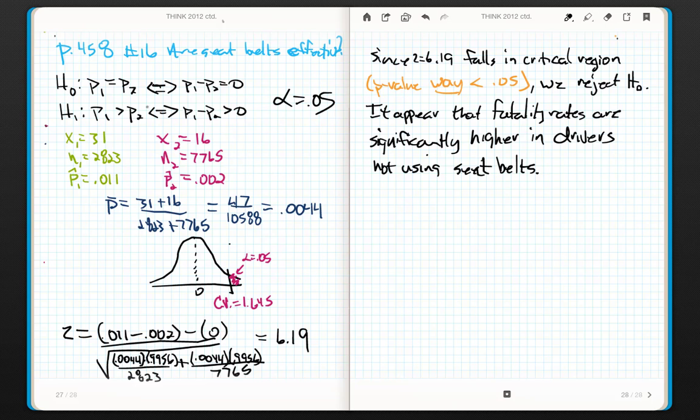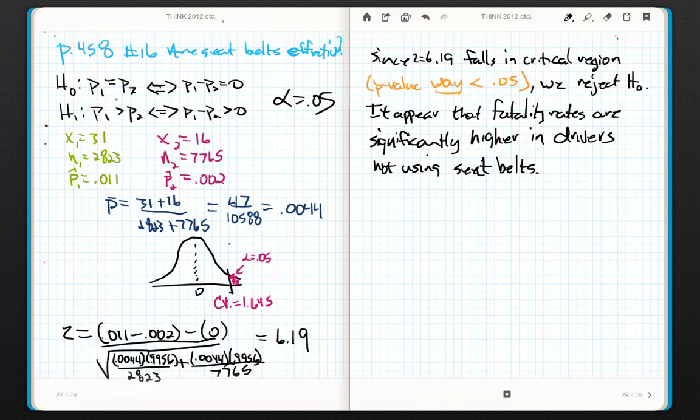Hopefully you ended up with something like this. Are seatbelts more effective in saving lives? I think the problem says, is there a higher rate of fatalities in drivers that don't use seatbelts? So basically, for drivers using seatbelts versus drivers not using seatbelts, is the population proportion of fatalities higher in those not using seatbelts?